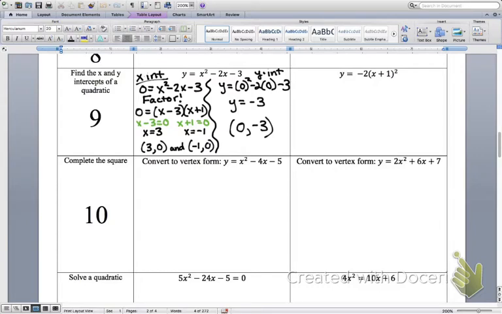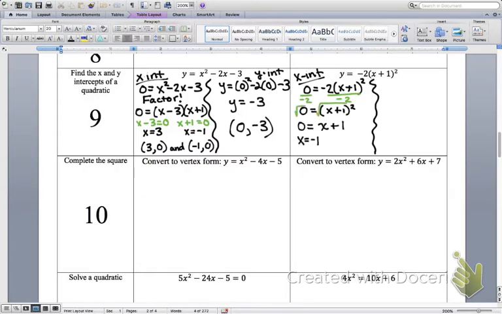Let's look at our second example, which is in vertex form. We're still going to do the same method of plugging in 0 for y to find the x-intercept. So we get 0 equals -2 times (x plus 1) squared. The first thing we need to do is isolate what's being squared, so we're going to divide both sides by -2.